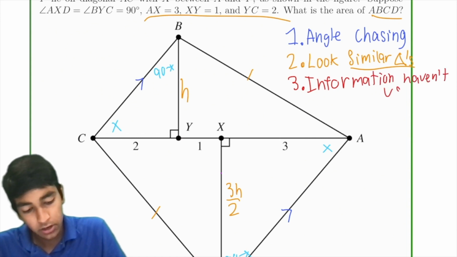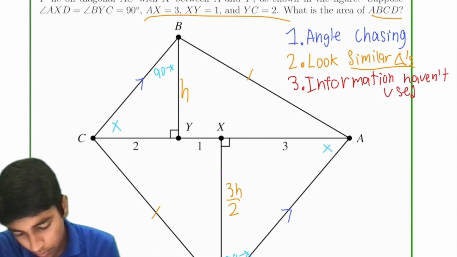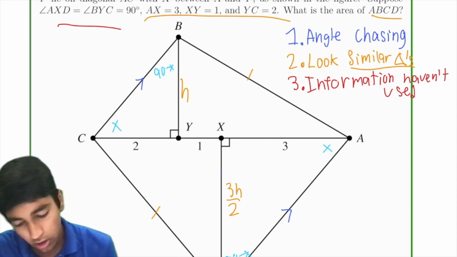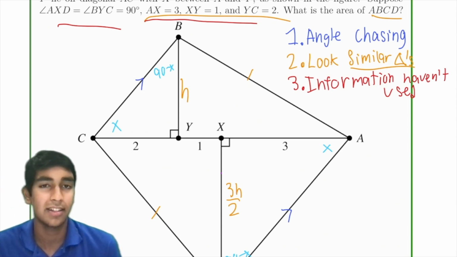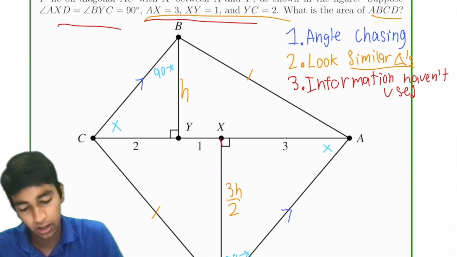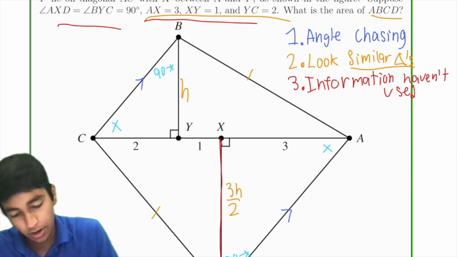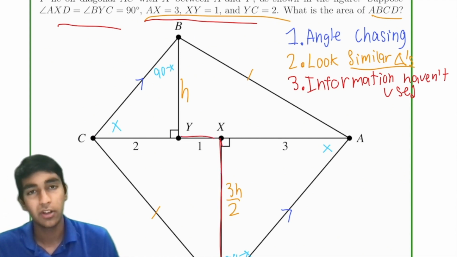And what information have we not used yet? I mean, we used the 90 degrees for the similar triangles. We haven't really used these sides yet, but we can't really use these sides yet. Other than finding similar triangles, we don't know how to use them. This one is just like a floating segment.